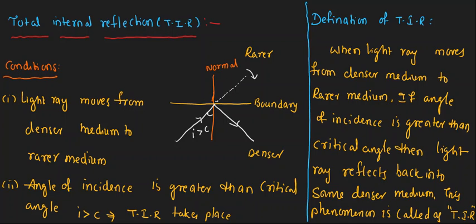This is total internal reflection. What is total internal reflection? If the light ray, when it tries to move from denser to rarer medium, has an angle of incidence greater than the critical angle, as shown in the figure, the light ray will come back into the same denser medium and it also obeys the laws of reflection. This is called total internal reflection.